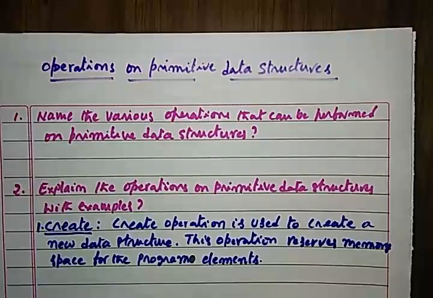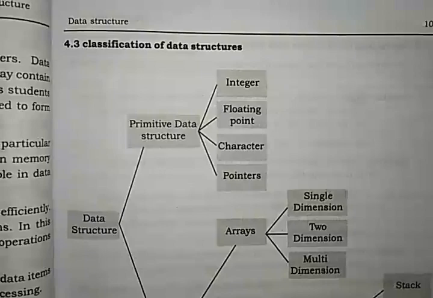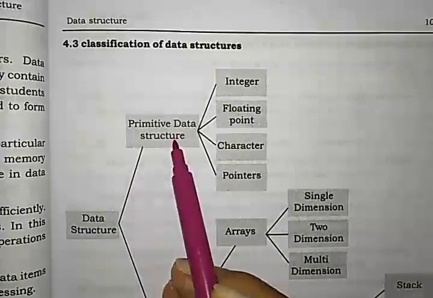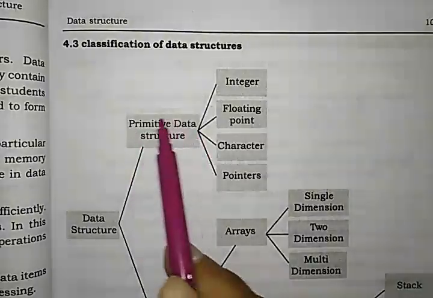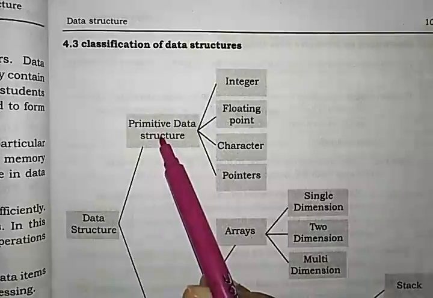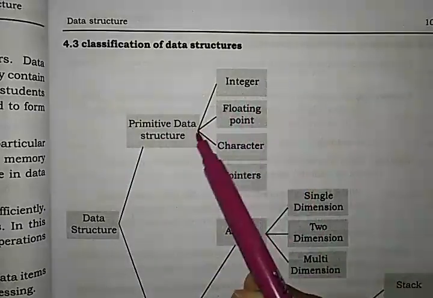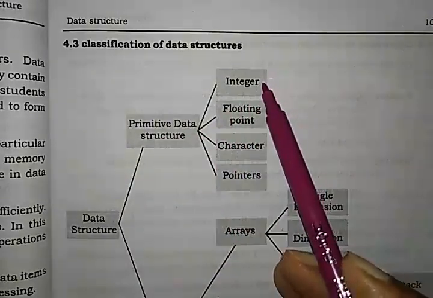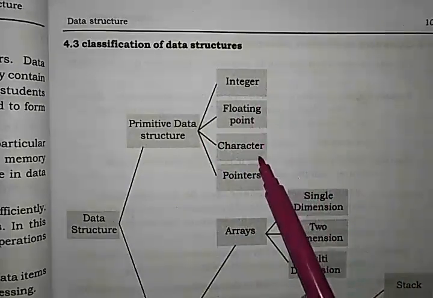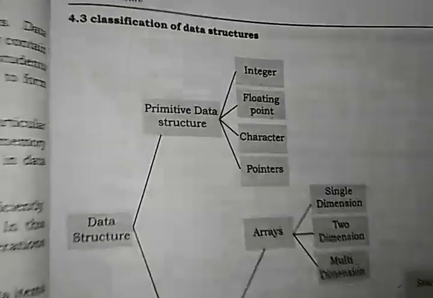In the last video, we studied the classification of data structures from the block diagram given in the book. So now we will again just see. We are going to study primitive data structures. Data structure is divided into primitive data structures, and the primitive data structure consists of integer, floating point, characters and pointers.